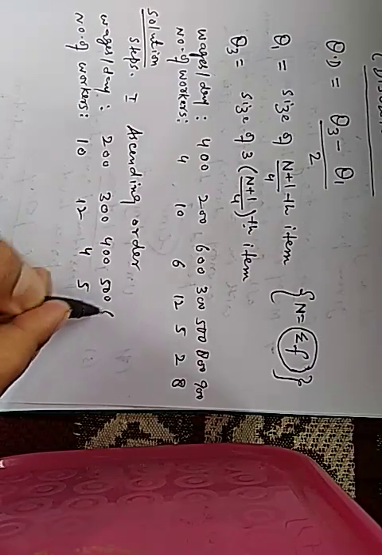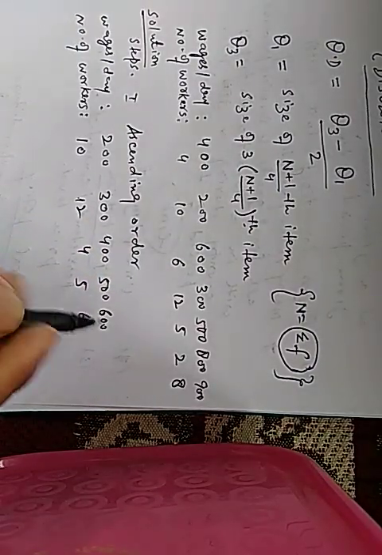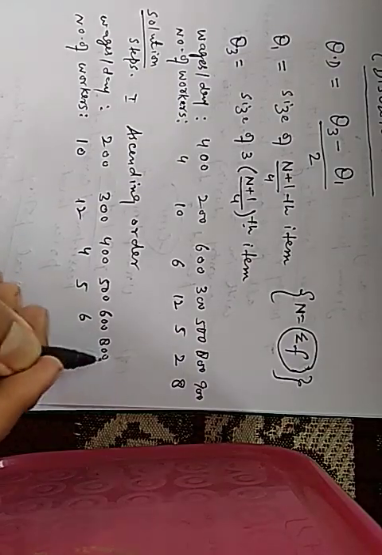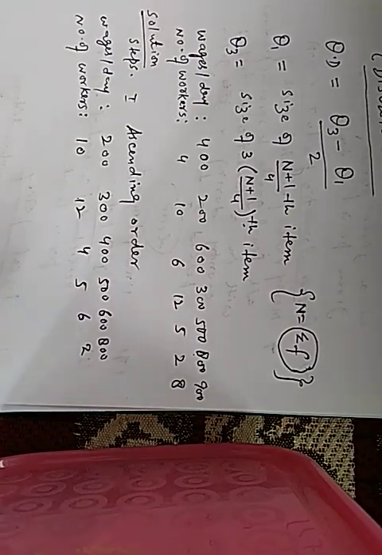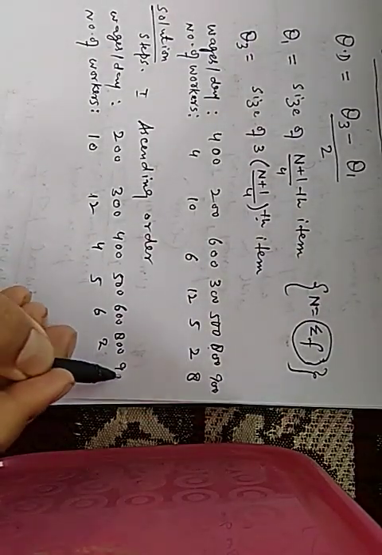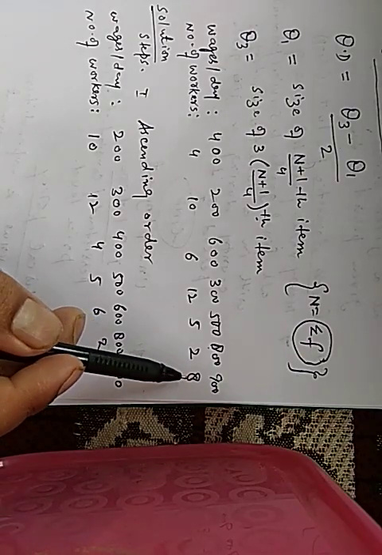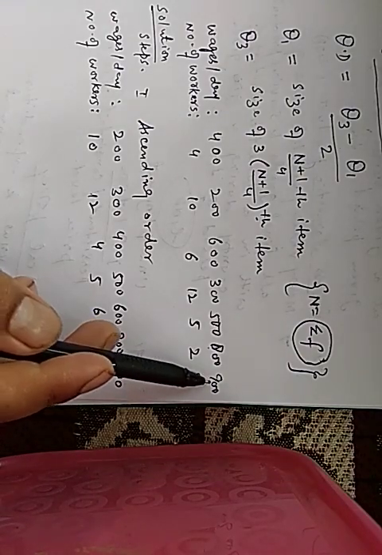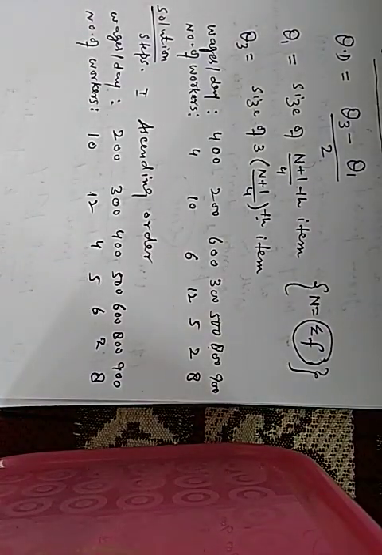Then 600, number of workers are 6. 800 and number of workers are 2. And the last wage rate is 900, the highest wage rate, and the number of workers who get this wage rate are 8. Now we have shown this data in ascending order.